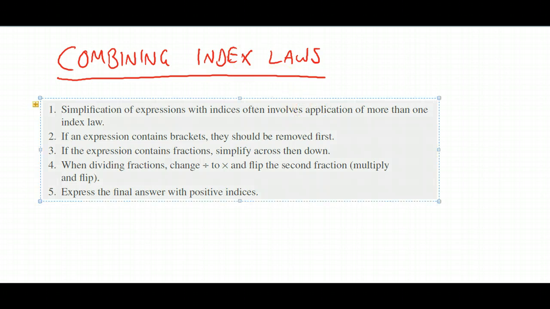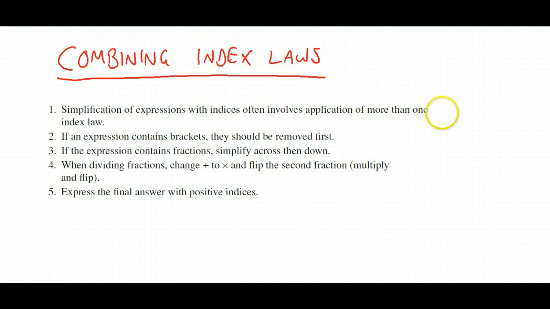Okay, so you can't go into any problem assuming that you're only going to have to apply the first index law or just the fifth one or so on. You're going to have to probably use 1 and 5 or 3 and 6. You're going to have to use a couple of them.